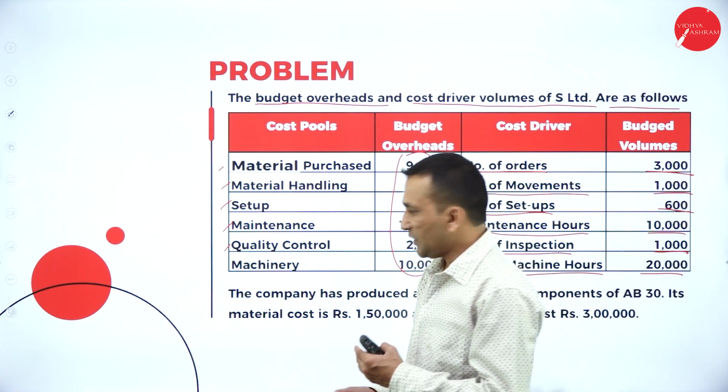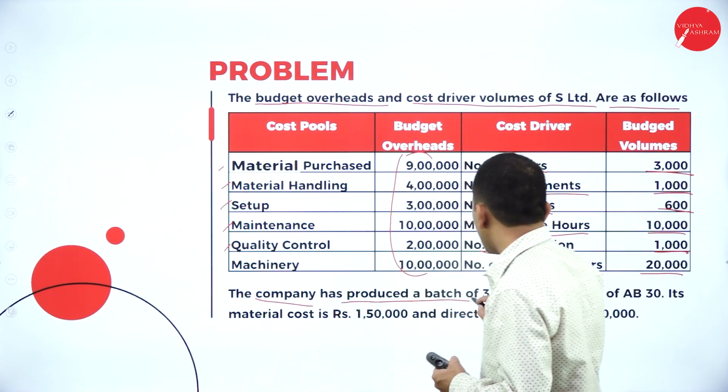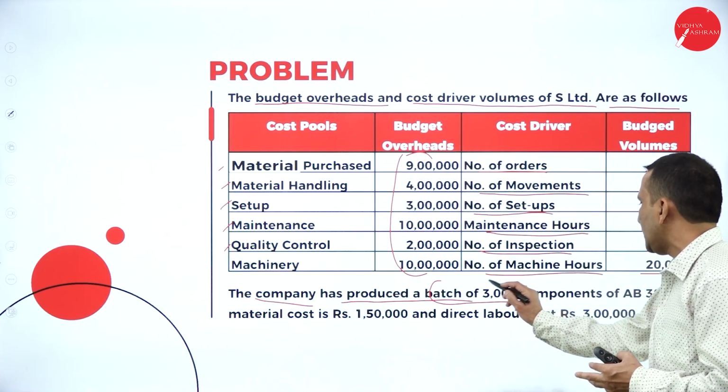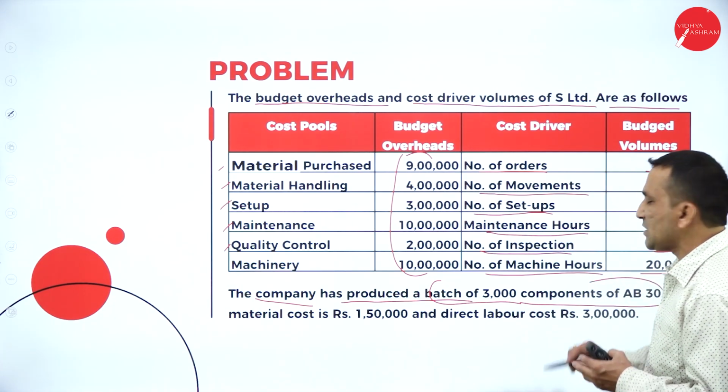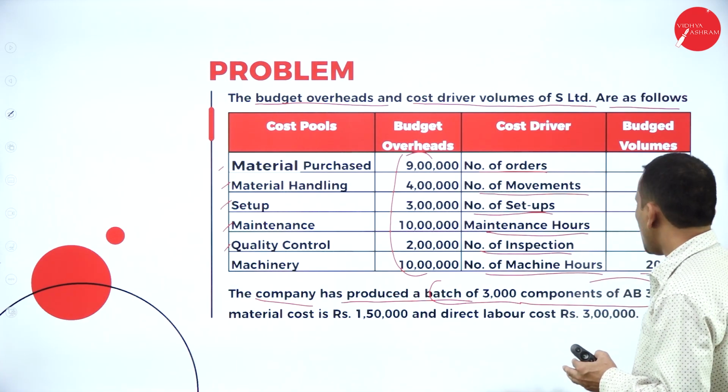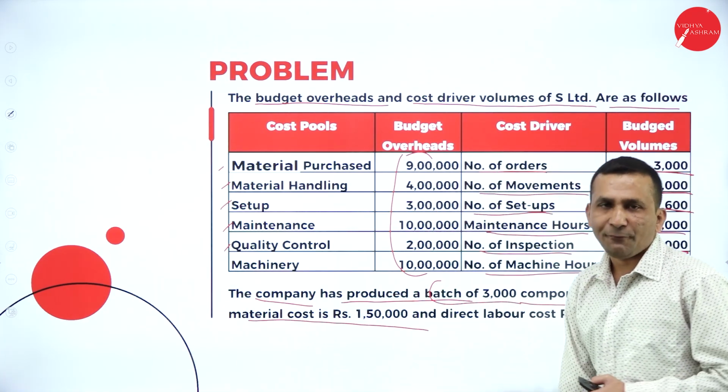As additional information, the company has produced a batch of 3,000 components of AB30. The component name is given clearly as AB30. Its material cost is 1,50,000.